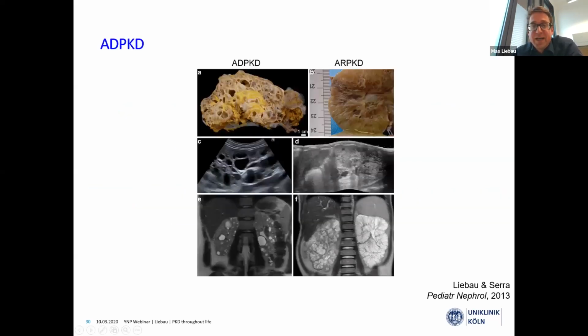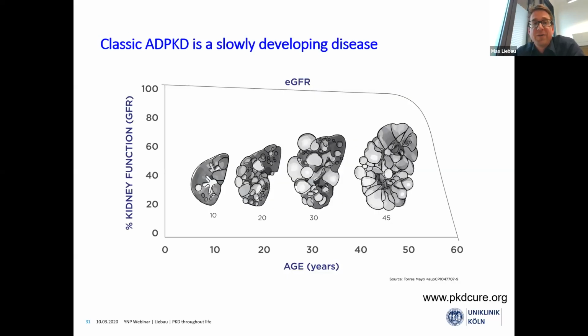So coming to ADPKD, obviously the disease that you as adult nephrologists are very, very familiar with. We all know that classic ADPKD is a slowly developing disease where structural changes develop over the decades, and the eGFR is considered to remain stable for a very long time. And once the structural changes are very pronounced, then GFR declines.